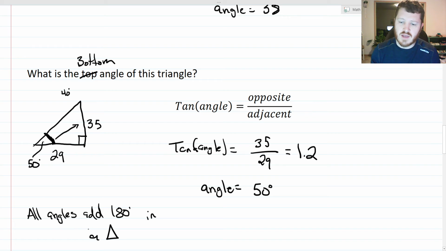All the angles add to 180 in a triangle. So we found this one was 50, this one was 40, and this one we know is 90. So 50 plus 40 plus 90 is 180. So that checks out. This is how we show our work here. We found that the tangent was 1.2, so we knew the angle had to be 50.